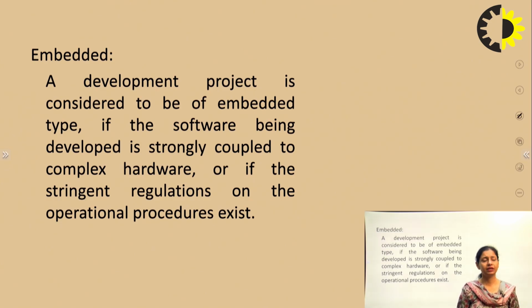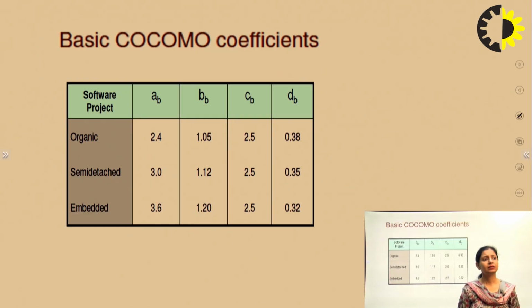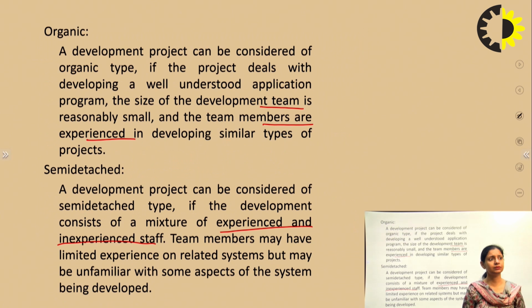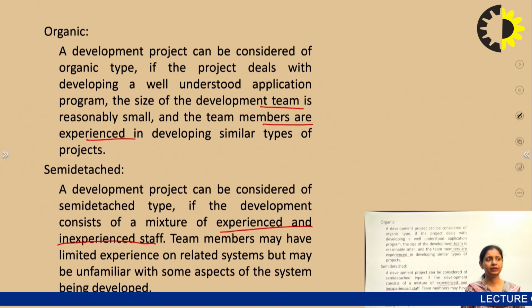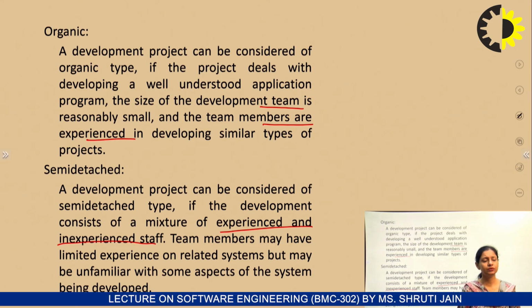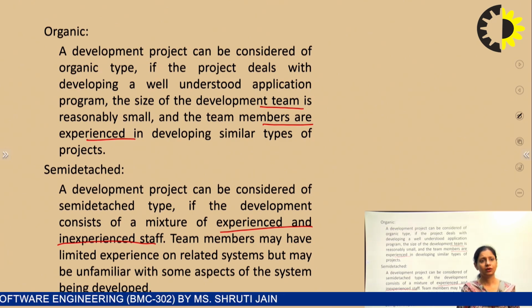So if we look over here, embedded one is mainly the more complex software development, where we have the inclusion of the hardware as well as some of the regulations. Also, if we talk about the semi-detached, the cost would be more as compared to the organic one, because here we have a mixture of the experienced and inexperienced personnel. So the inclusion of inexperienced personnel reduces the working or the efficiency of the staff.